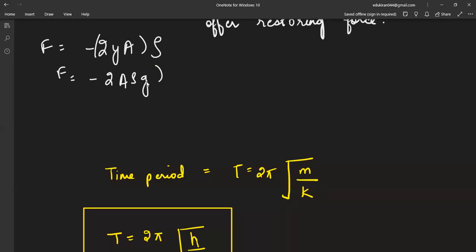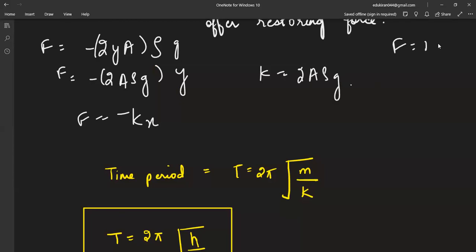2a rho. This is mg. There has to be one g also here. This is mass into g. So I'm just rearranging the term. I'm bringing y out. So F is equal to minus ky is proven, where your constant is 2a rho g.